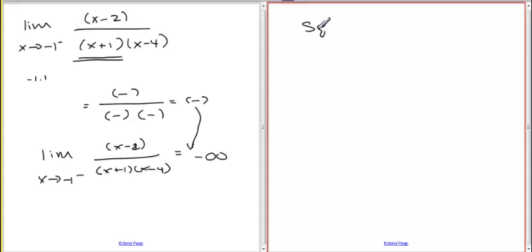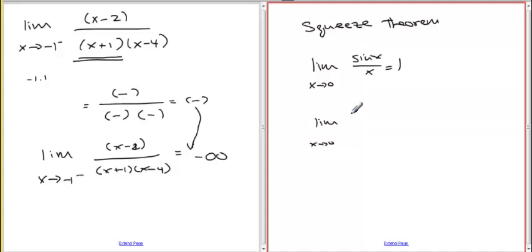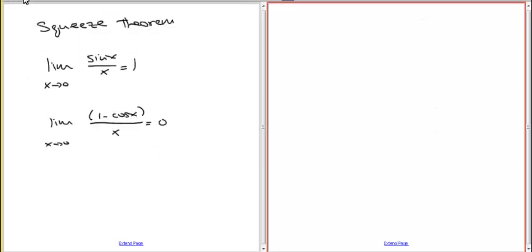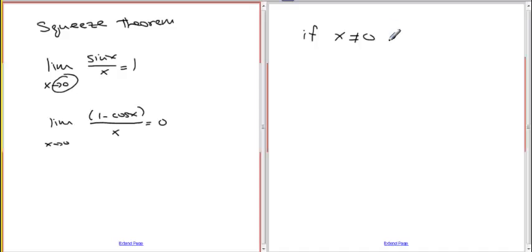Squeeze theorem. There are 2 results. One says the limit as x goes to 0 of the sine of x over x equals 1, and the limit as x approaches 0 of 1 minus the cosine of x over x equals 0. So if x does not equal 0, meaning this part, plug in a number.